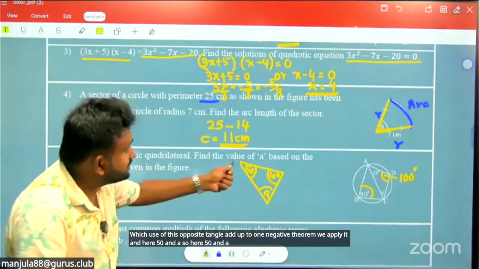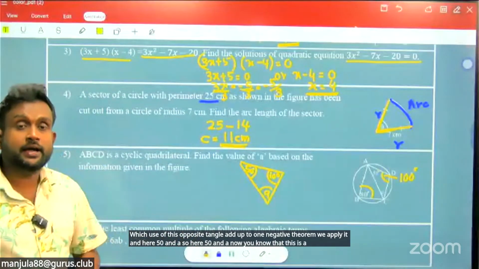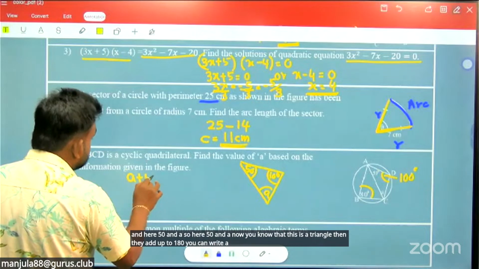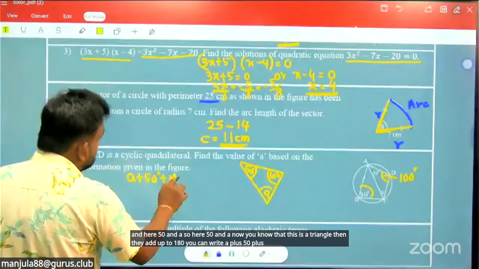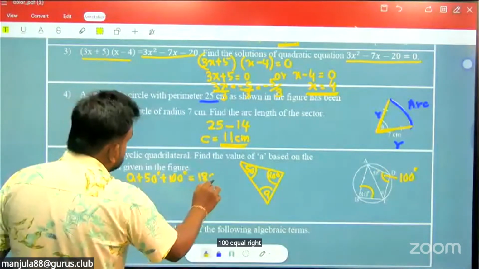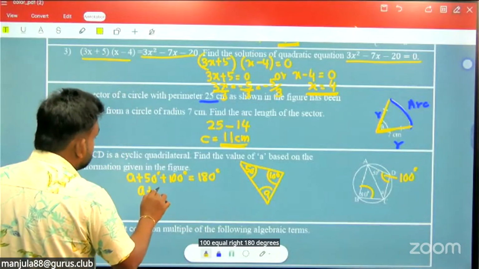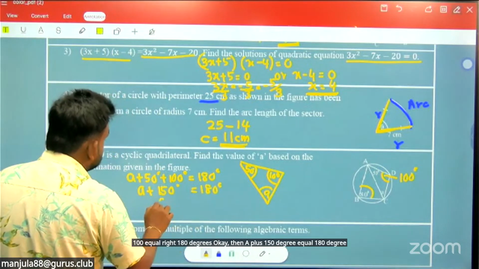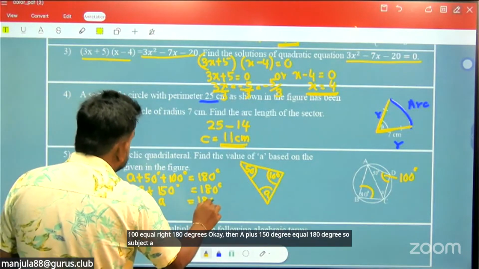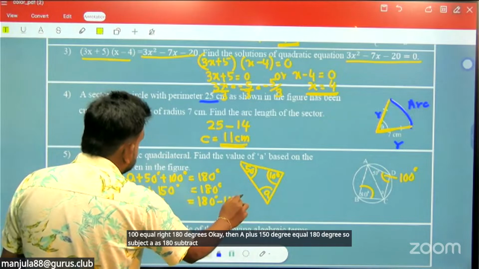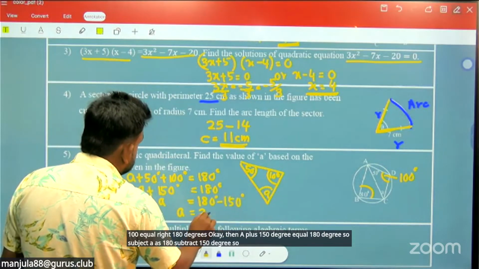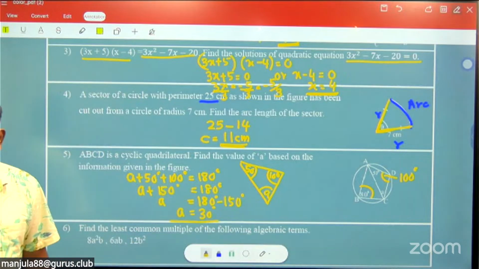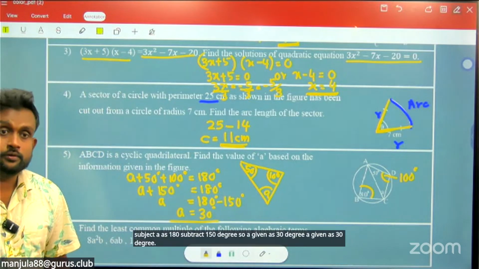Now you know that this is a triangle, then they add up to 180. You can write A plus 50 plus 100 equals 180 degrees. Then A plus 150 degree equals 180 degree. So make A the subject as 180 minus 150 degree. So A is given as 30 degree.